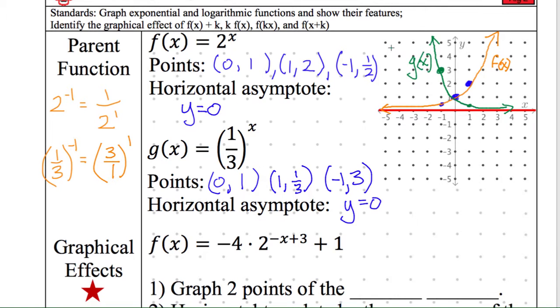Notice the difference between them. Wait, hold up. I don't see the points. So I see there's one point right here at 1/3. The same point, 0, 1, it's always going to have 0, 1. And this -1, 3. It's kind of interesting. So if you look at our base, if it's bigger than 1, then it's going to be exponential growth. If it's between 0 and 1, a fraction between 0 and 1, then it's going to be exponential decay. Okay. Makes sense. So far, so good?